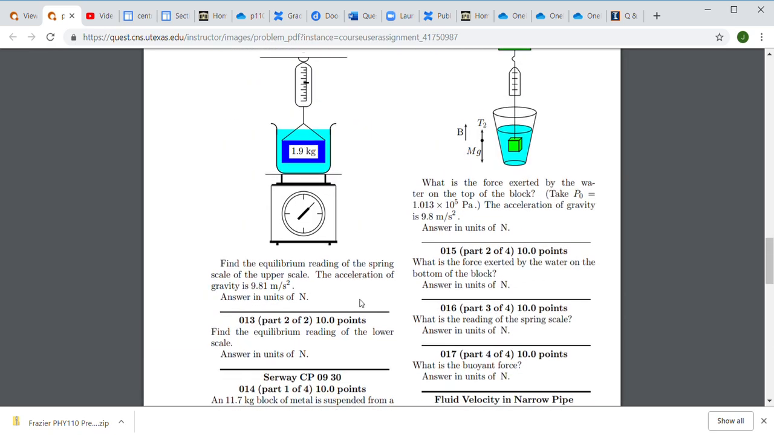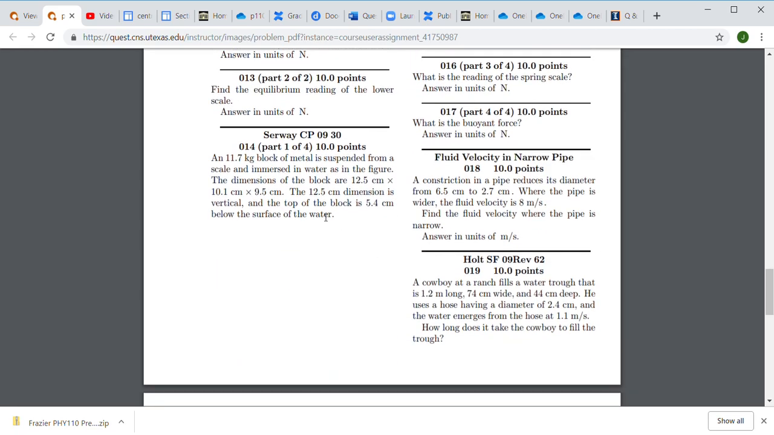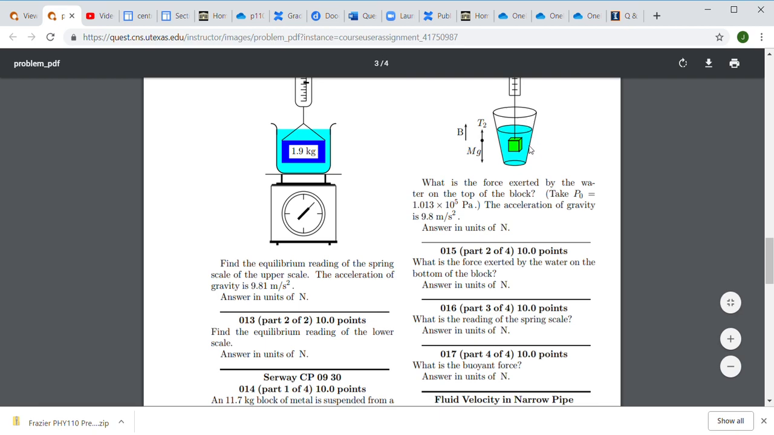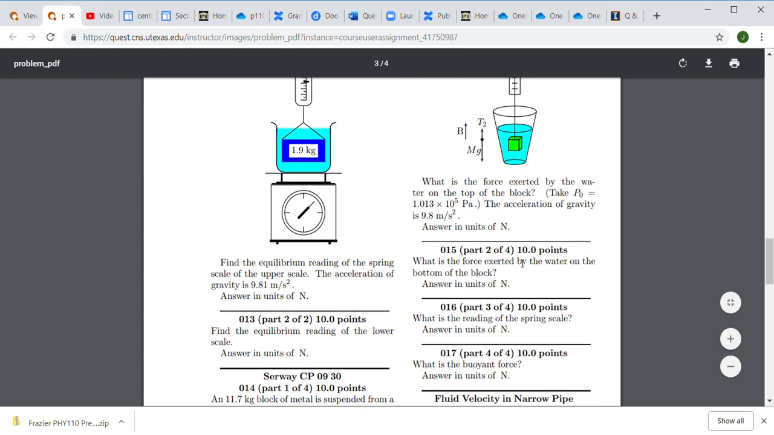Part 2, what is the force from the water on the bottom of the block? That's an upward force, and we just do rho g h, same kind of thing, but we need to use h corresponding to the bottom. So we add together the 5.4 centimeters plus 12.5 centimeters. Put that in meters and use rho g h times that same surface area of the bottom of the block.